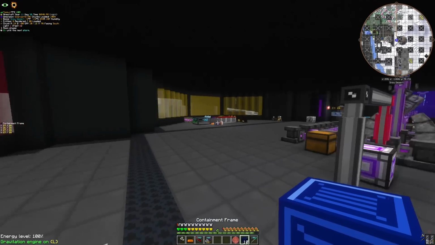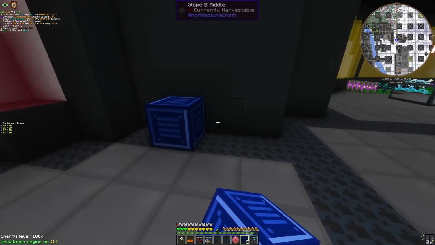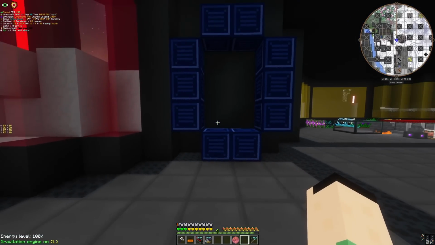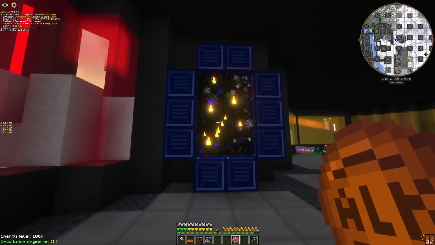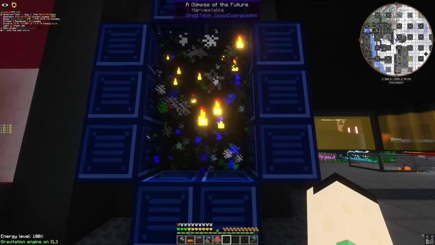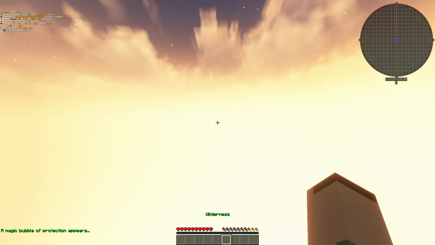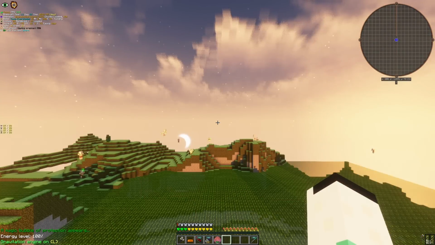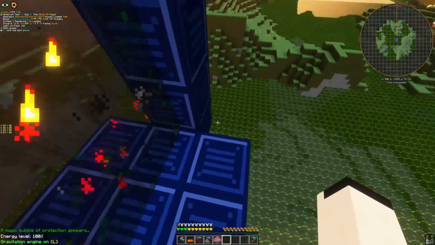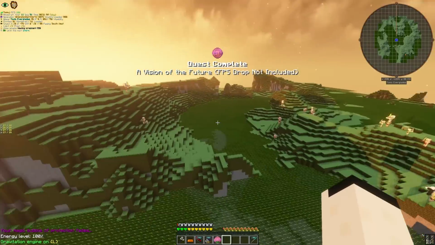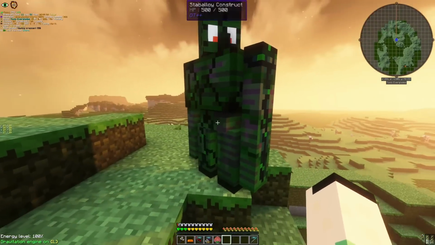And I don't know if this is a dangerous process to ignite this portal or not. So I am going to do a backup. Okay, seems perfectly safe. Alright, let's go. Gross. Ah, yes. The stabaloy construct.